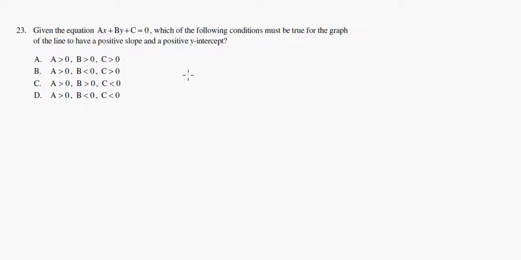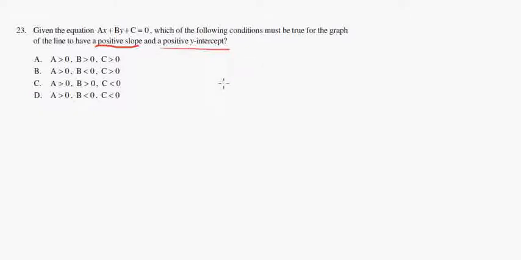Okay, question 23 for the Practice Provincial B. Now, given an equation in general form, ax plus by plus c equals 0, which of the following conditions must be true for the graph of the line to have a positive slope and a positive y-intercept?